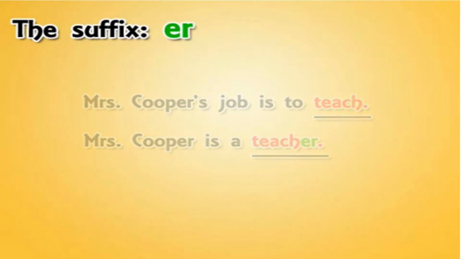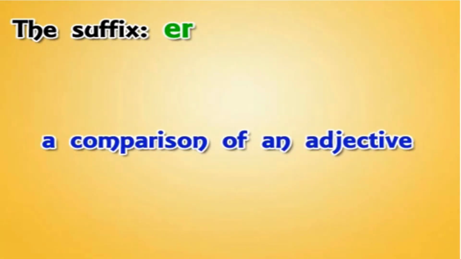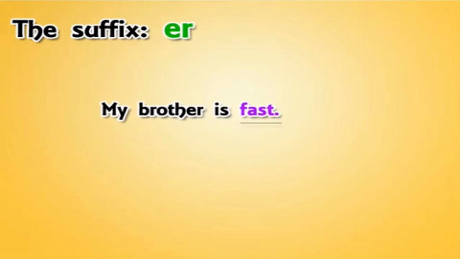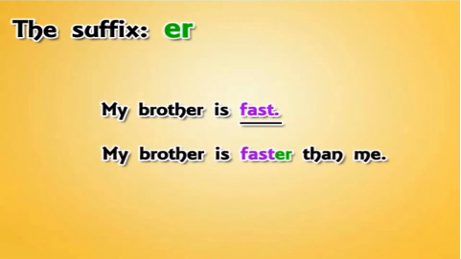If you add the suffix er to an adjective, you're now comparing it to something else, and it is more or greater by comparison. My brother is fast. In that sentence, we didn't compare him to anyone. My brother is faster than me. Now we are comparing him to me, and he's faster.